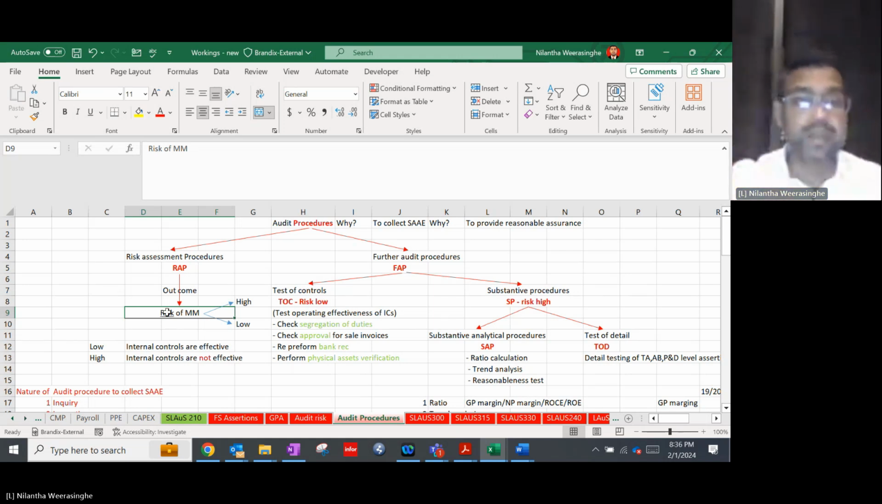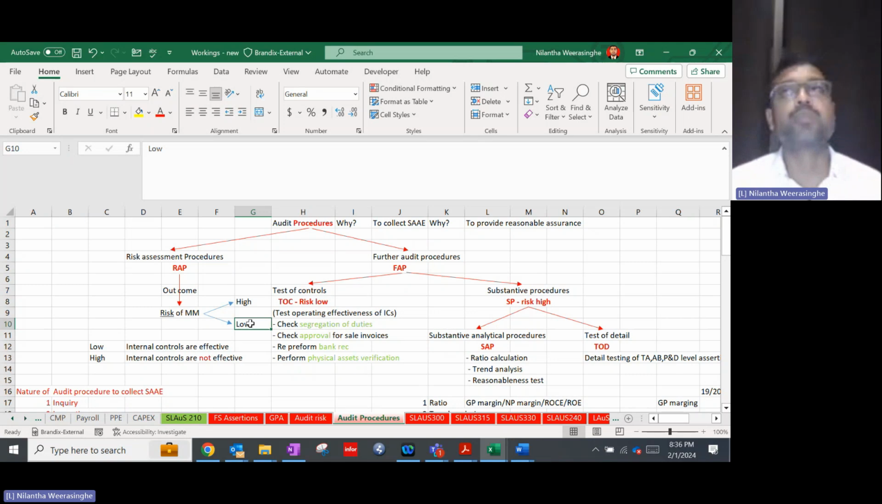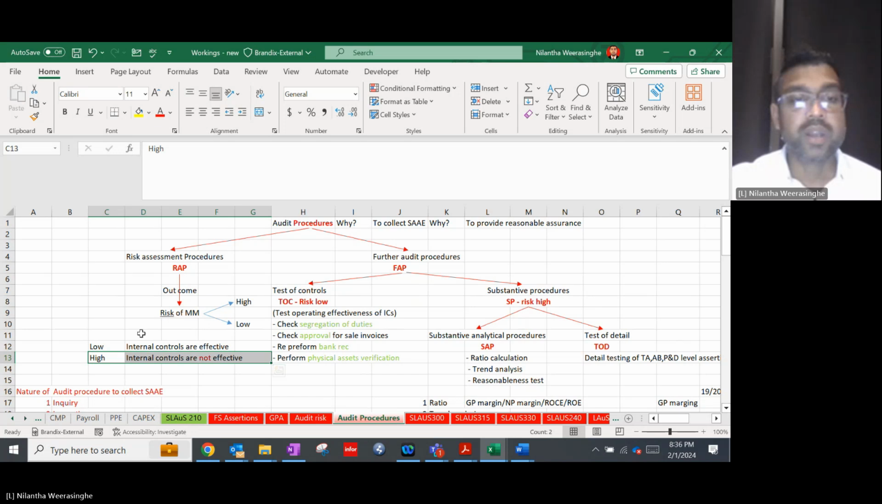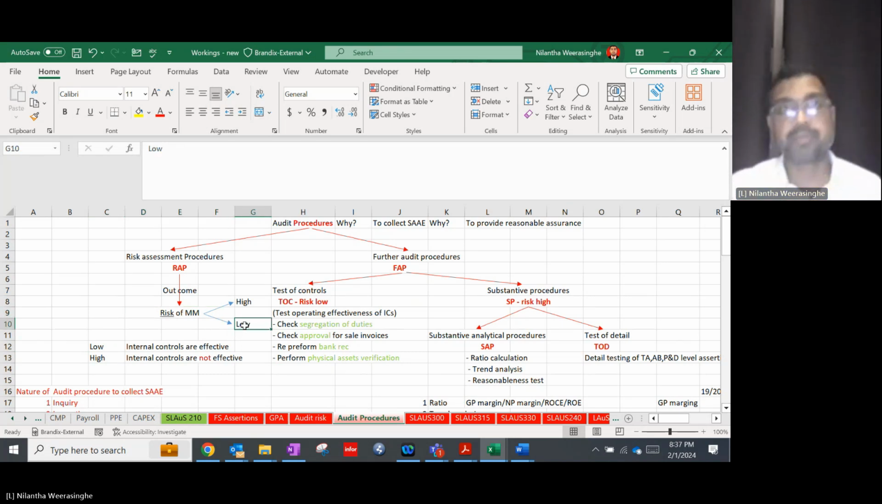According to your risk assessment, the risk of material misstatement can be high or low. Let's say you perform certain procedures and understand internal controls are not properly established in the organization. No internal controls. Sometimes controls are there, but they are not working effectively. There's a problem. Then high risk. Internal controls are not effective. Then the risk of material misstatement is high, meaning the risk of having fraud or error is high. The other one is low risk, meaning the risk of having material misstatement is very low. Meaning internal controls are effective.